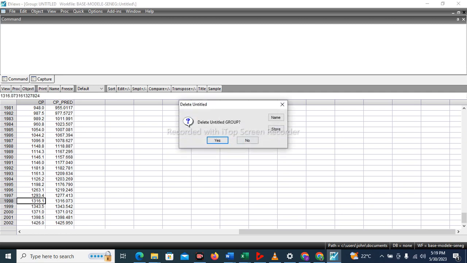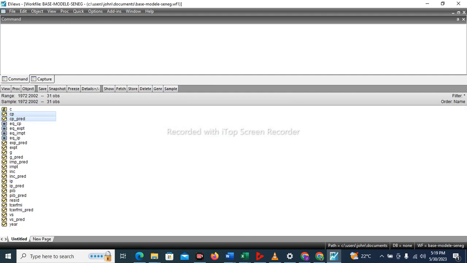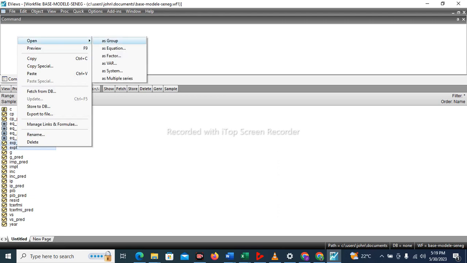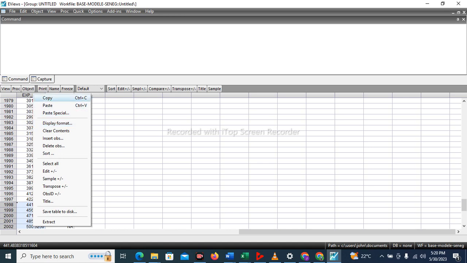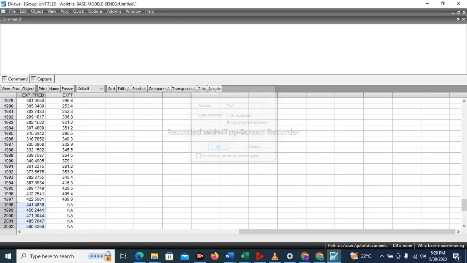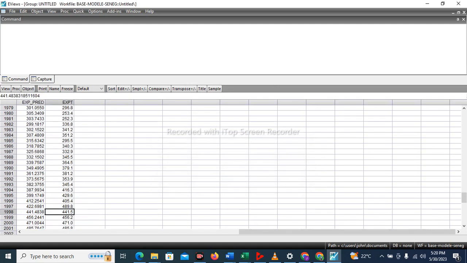Let's move to the next one. The next one is exports. Open them as a group. Then again copy the predicted value to the original data. So we are populating the original data with the predicted values. So 1998 all the way to 2002. Of course you copy the data, then you paste it, Control V. Yes, Control V, that's how we do it. Then you have your original data now populated.